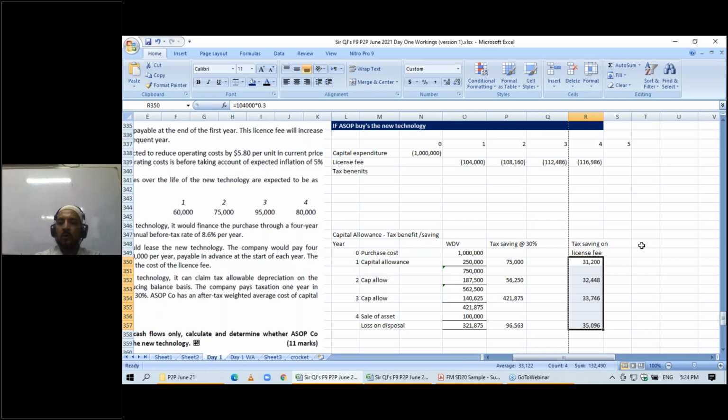Okay, so the total savings, tax savings, add these two items for the total of the tax savings: 75,000 plus 31,200, then 56,250 plus 32,448.